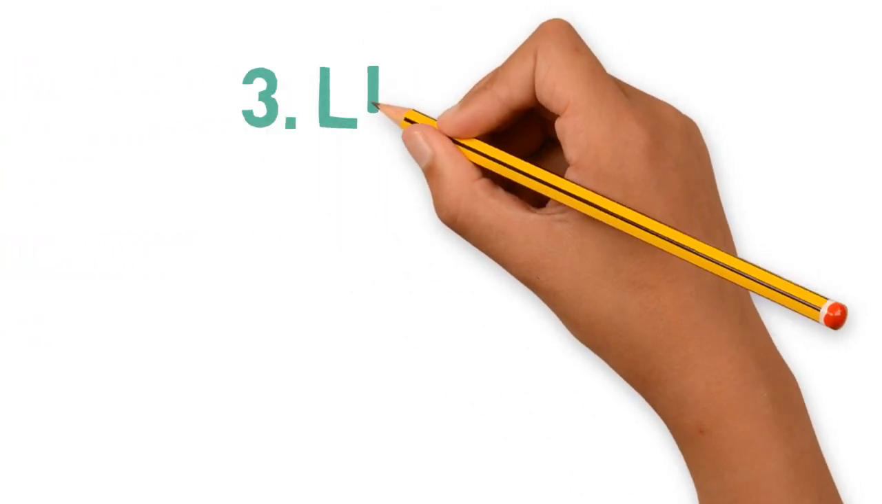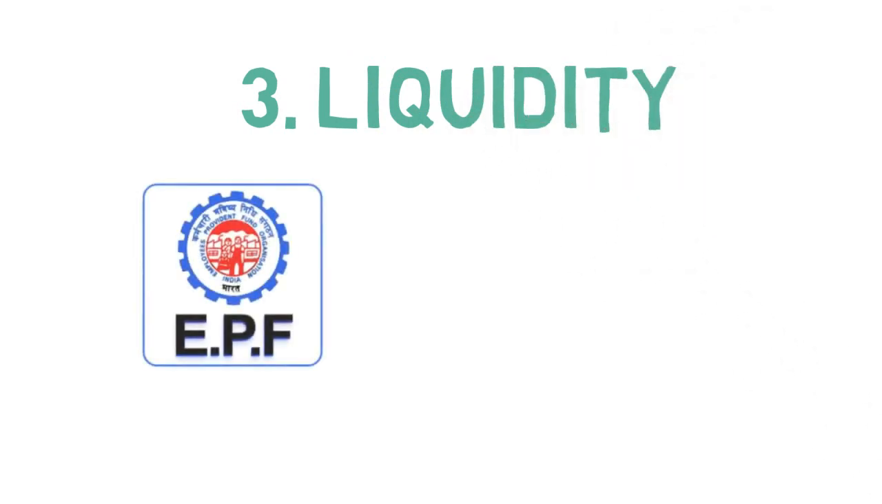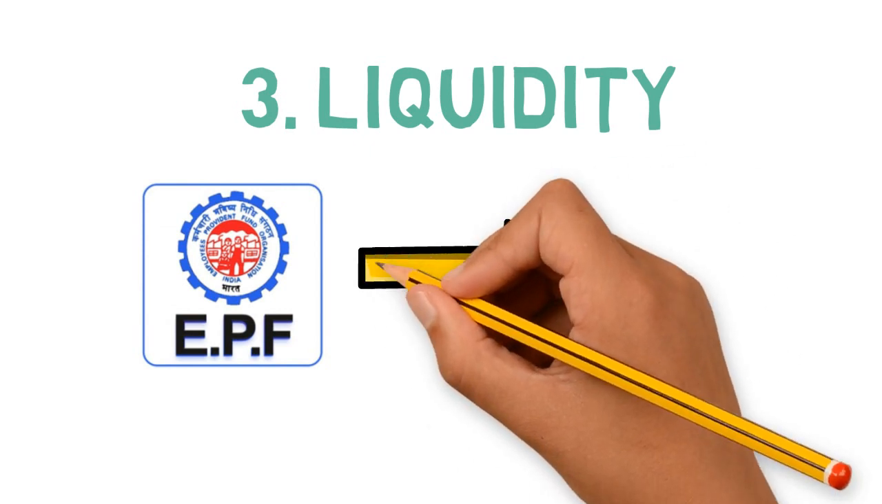Now the third one is liquidity. The amount claimed in Provident Fund can be converted into cash easily within 15 days.